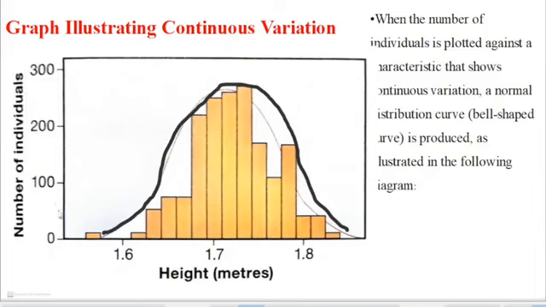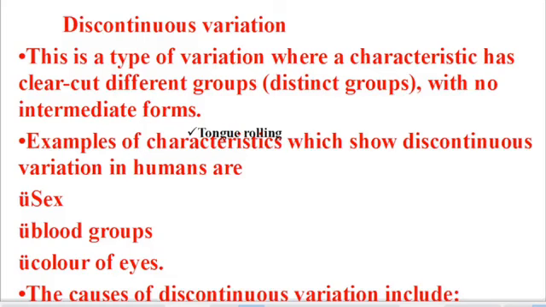You have to make sure that you are able to identify this graph, what type of variation it is showing. Here we have height in the x-axis, and in the y-axis, we have number of individuals. So this is an example of a graph that illustrates continuous variation. Having looked at continuous variation, let us now look at discontinuous variation.